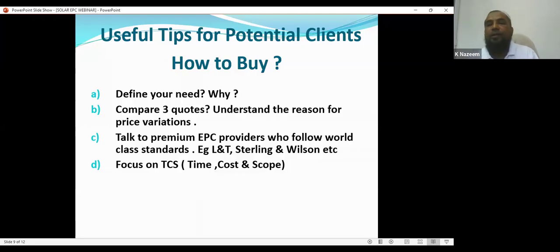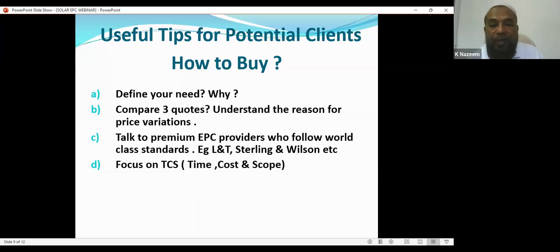Larsen Toubro is one of the best EPC companies in the world, not only in India, but in the world. Like that, you have Sterling and Wilson. There are some few companies you can talk to them and understand why their prices are more.